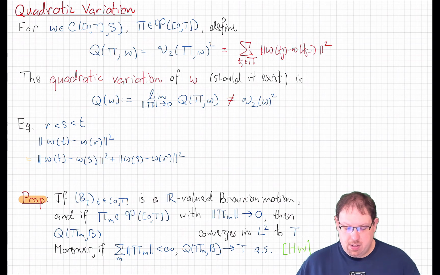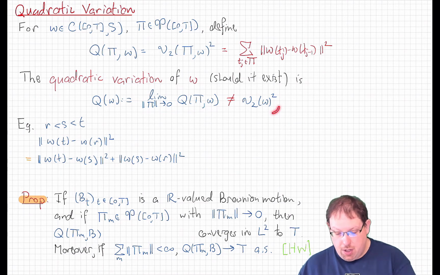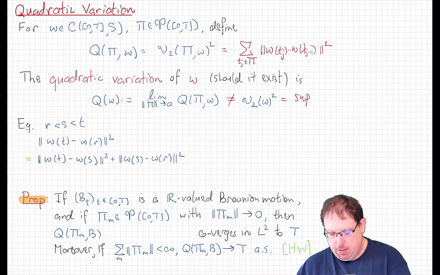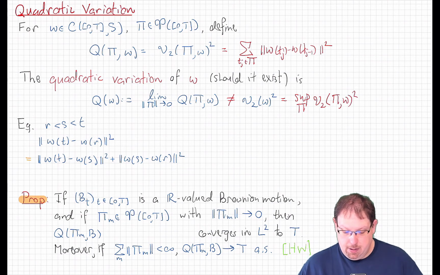Of course, there's no reason to think in general that that limit will even exist, and maybe we have to be a little careful about which kinds of sequences of partitions we can use here, but I just want to note that in general, this, even if it exists, will not be the same as the square of the 2 variation, which, remember, is the supremum over all partitions of the square of the 2 variation on that partition. And these two are not going to be the same because of the fact that that lemma about interleaving partition points only increasing the variation doesn't work for 2 variation.